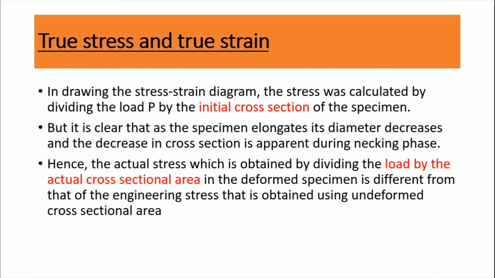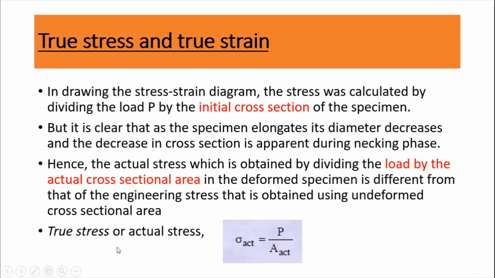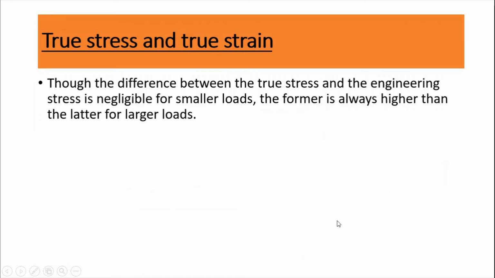Hence, the actual stress, which is obtained by dividing the load by the actual cross section area in the deformed specimen, is different from the engineering stress that is obtained using the original cross section area. So this stress and strain will be called true stress and strain. True stress or actual stress will be equal to P, the load, upon A, the area, whatever the area actually is at that load. The difference between true stress and engineering stress is negligible for smaller loads. The former is always higher than the latter for larger loads.